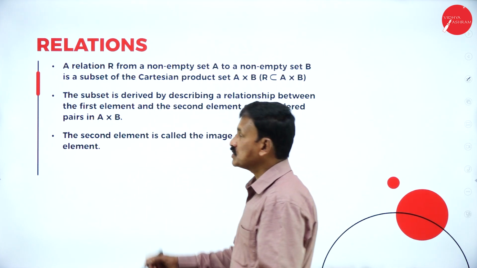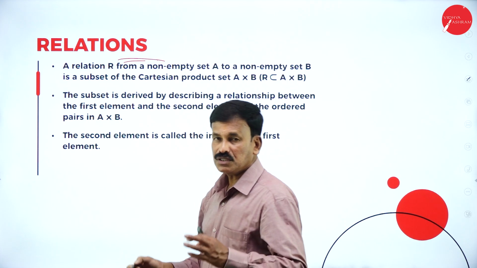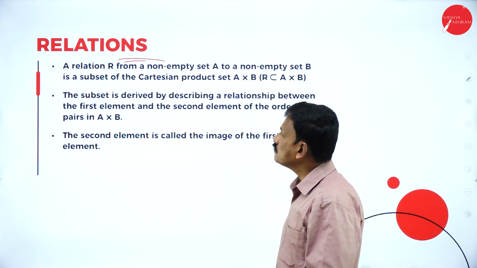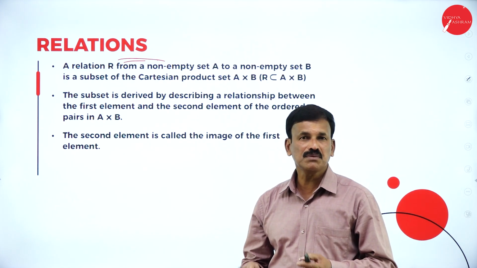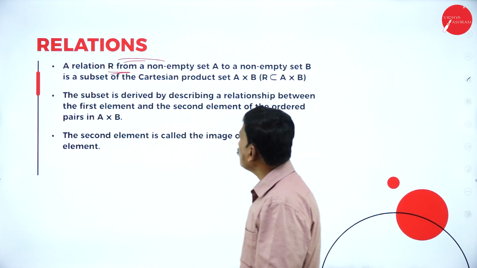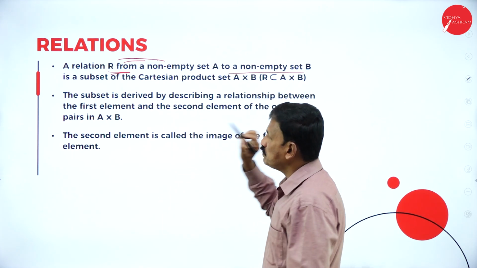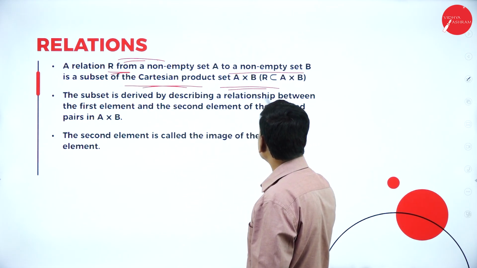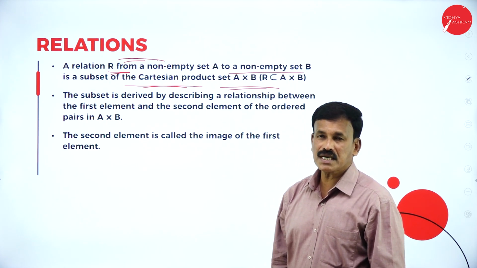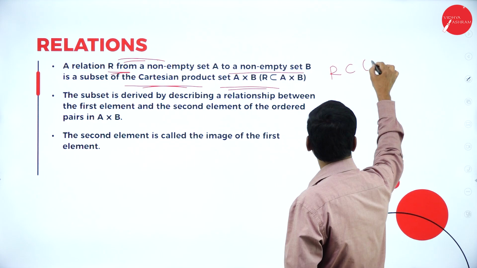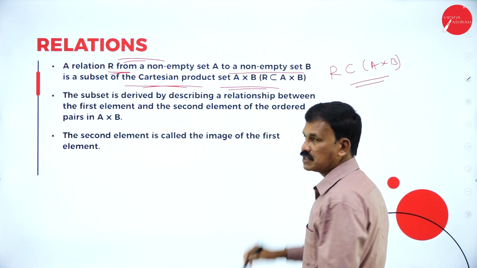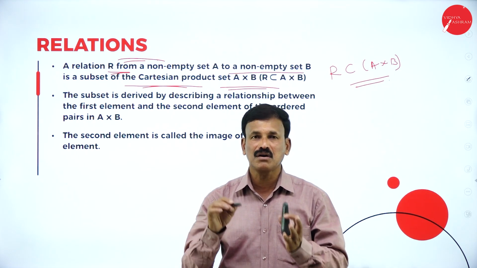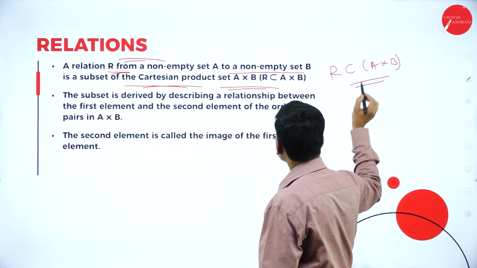Next concept: relation. The first part was regarding the Cartesian product. The second part is the relation. Now what is a relation? A relation is nothing but a subset of the Cartesian product A × B. A relation from a non-empty set A to a non-empty set B is a subset of the Cartesian product of set A and set B. That is, R is a subset of A × B. So if A and B are any two non-empty sets, then the relation is a subset of A × B, denoted as R ⊆ A × B.